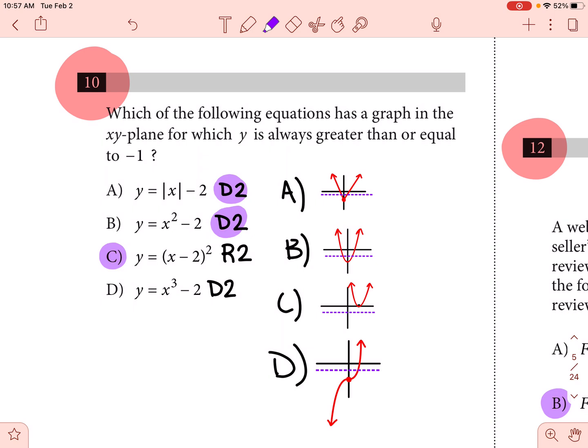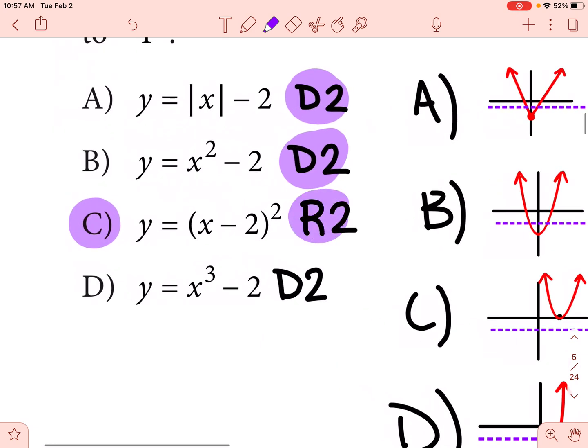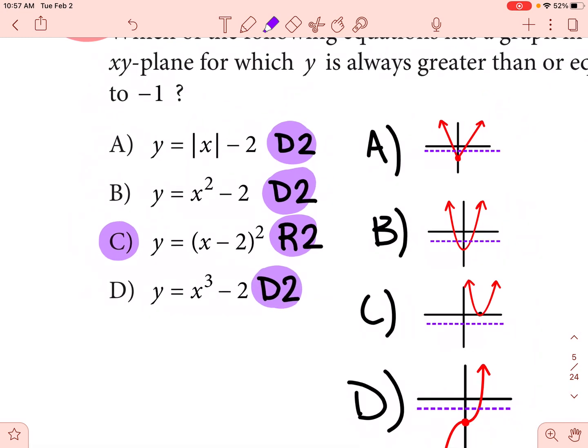Same story for B, except it's quadratic instead of an absolute value, but it moves down 2. Letter C is different. The minus 2 is in the parentheses, so this actually is a parabola that's been moved right 2. And then the last one is a cubic function that's been moved down 2. So notice that 3 out of the 4 moved down 2. My answer is probably going to be the one that's different, right? The only one that moved right instead of down, but let me show you why.